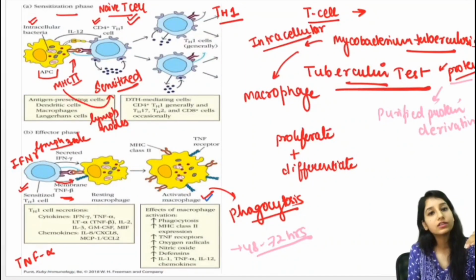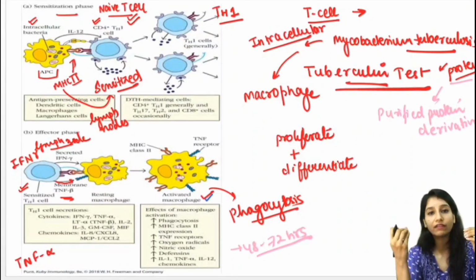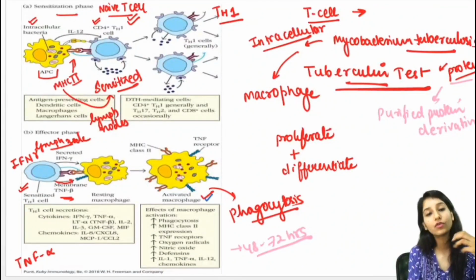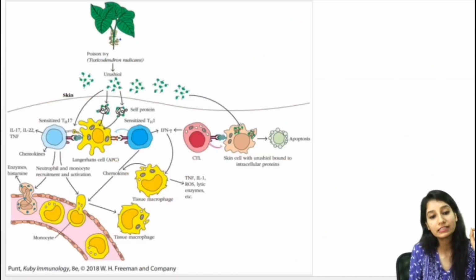It also occurs in normal conditions, for example, if some woman is wearing nickel jewelry, or if we have touched some plants like poison ivy or poison oak, in that kind of condition also hypersensitivity 4 will occur. And this type of hypersensitivity is occurring due to the nickel or due to a chemical released by the poison ivy or poison oak, that is urushiol.